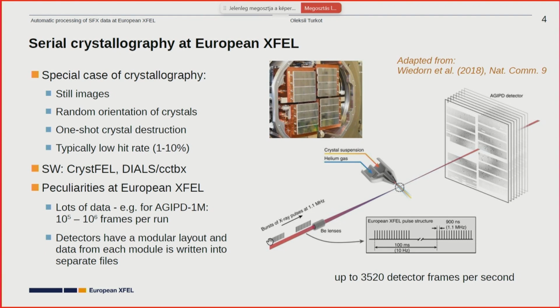Particularities at European XFEL are that we have lots of data with this high repetition rate. For example, a 5-minute run with the AGIPD detector provides you with 600,000 frames, and you need to analyze all this data. Another is that detectors have a modular layout, which is difficult not only to describe in real space, but also in terms of data, because each detector module writes data into separate data files.